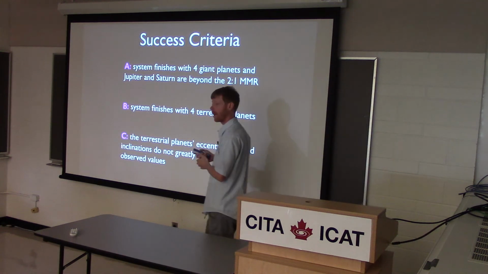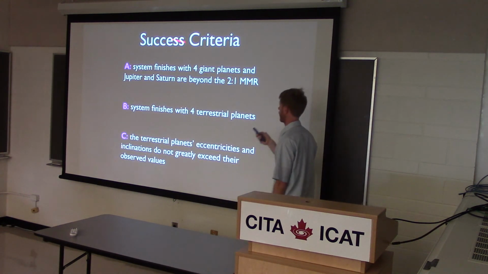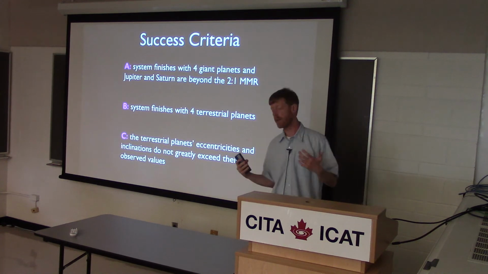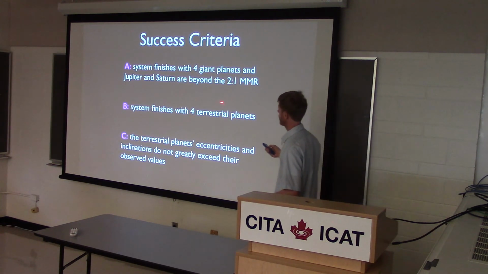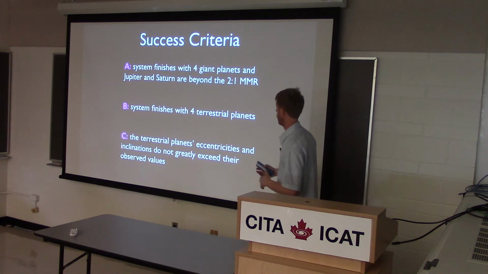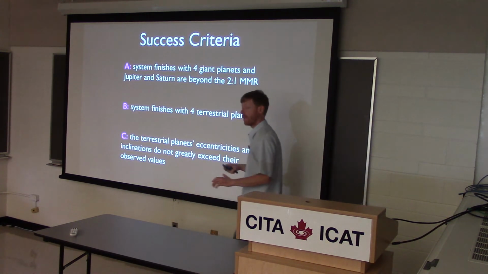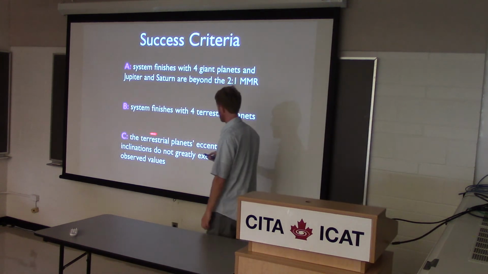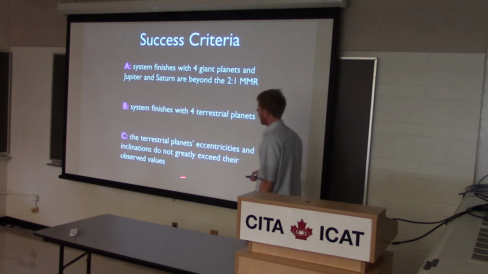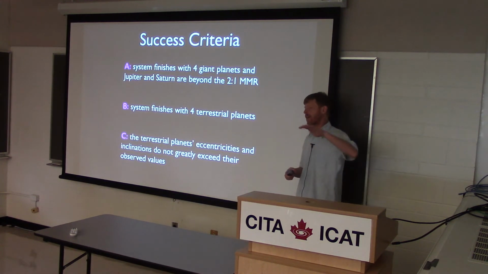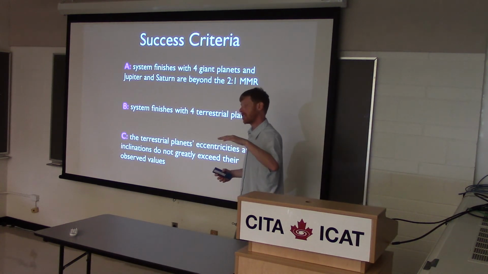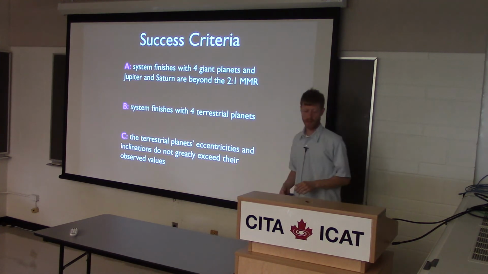To evaluate all of our simulations, we developed a few different criteria for success. We wanted the simulation to broadly reproduce the outer solar system. Basically, we wanted 4 giant planets, and we wanted Jupiter and Saturn to end up with a period ratio beyond their 2-to-1 mean motion resonance. To consider the inner solar system successfully reproduced, we wanted the system to finish with 4 stable terrestrial planets, so we didn't want to lose any. In addition, we wanted the terrestrial planets' eccentricities and inclinations to be comparable to their current values. So the angular momentum deficit that I mentioned in the last slide, we want the final value to be less than a factor of 2 of what we see in the modern solar system.